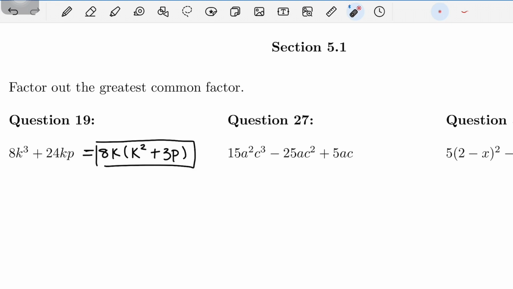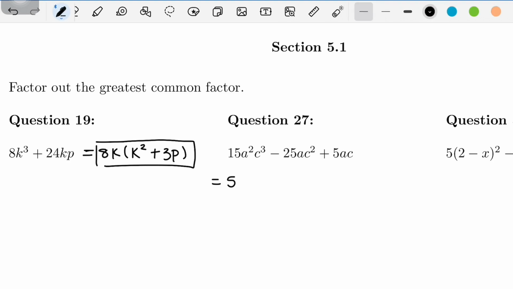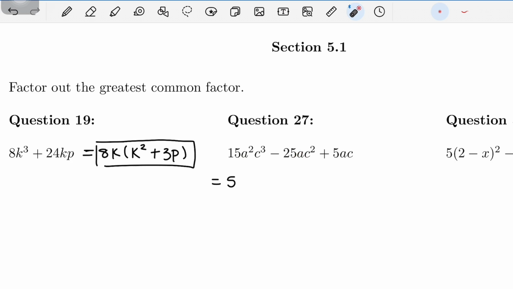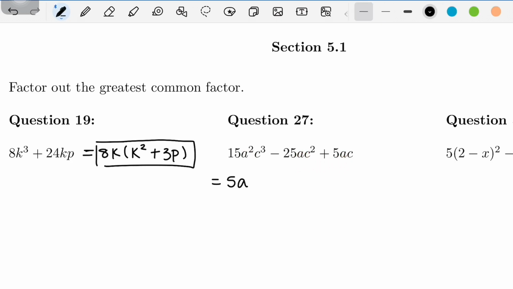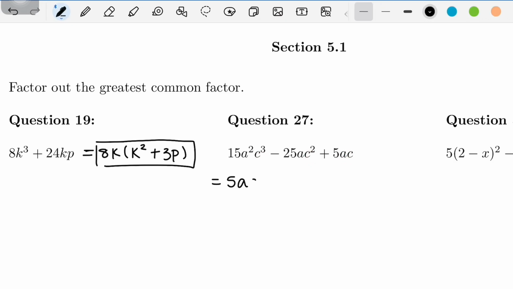Now, moving on to question 27 here, we want to do the same thing. We want to pull out the greatest factor that these three terms now have in common. So first, notice these guys each have a factor of 5 in common, 15, 25, and 5. So we're going to at least pull out a 5 from all three of these terms. Next, we see that each of them has at least one factor of a. So we know we're going to pull out an a from these guys. And then lastly, they each have at least one factor of c. So we can pull out a c from all three of these guys.